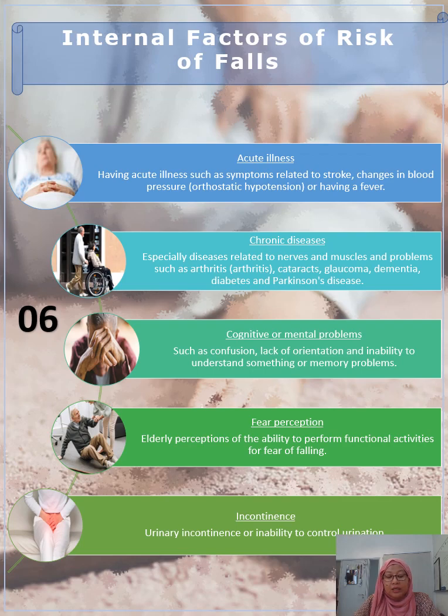Okay, next one, chronic diseases, especially diseases related to the nerves and muscles, and problems such as arthritis of the knee or the hip, vision problems like cataracts, glaucoma, mental issues such as dementia, non-communicable diseases like diabetes that probably affect the sensation of the lower limb, so they couldn't maintain their balance, and Parkinson's disease because of the disorder of movement that again will also affect their balance performance.